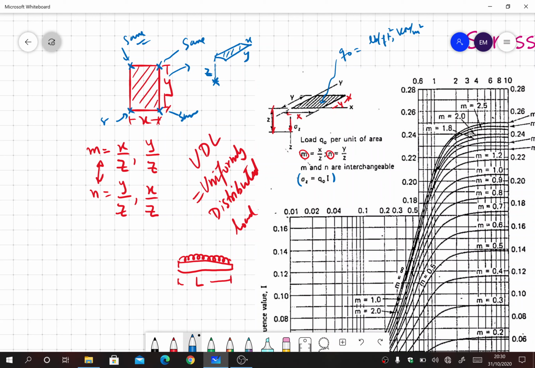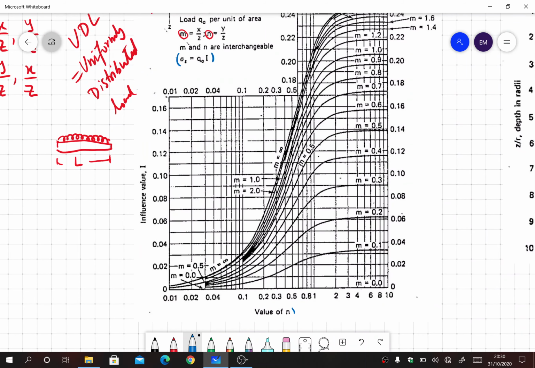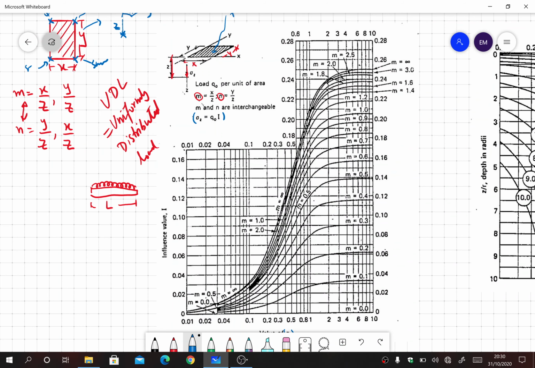Okay, so q naught value will be provided to you in numericals. That is the amount of UDL being applied, and you multiply this with I, that is the influence factor, and it will give you the sigma z, that is the stress acting due to this loaded area at a depth of z at any of the 4 corners of the loaded area. So you see here, in the figure, on the x-axis we have value of n, and on the y-axis we have value of I, and m values are used by different graphs here. So let's understand this with an example.